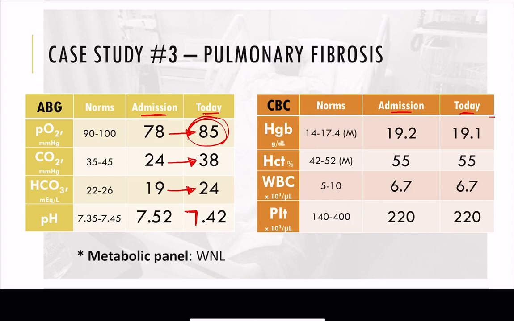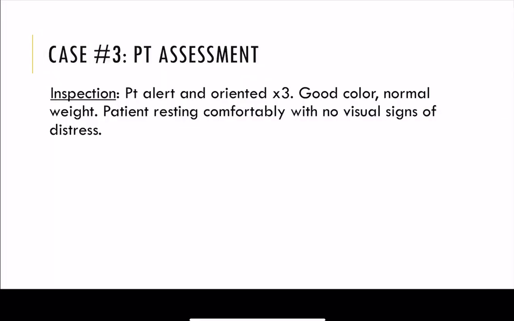Hemoglobin and hematocrit have not significantly changed because this is likely a result of the chronic low oxygen. Your red blood cells live for 3 months, so you're not going to suddenly make a change in hemoglobin and hematocrit by adding oxygen, and your other values have not changed. All right, so let's do our assessment. We inspect the patient. He is alert and oriented. He has good color and normal weight. He's resting comfortably with no visible signs of distress.